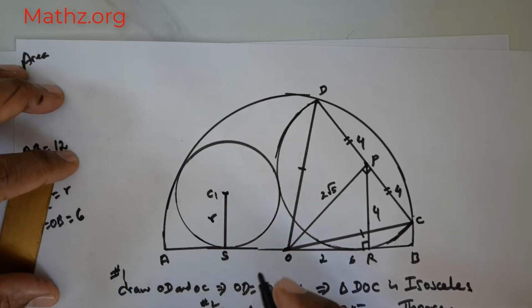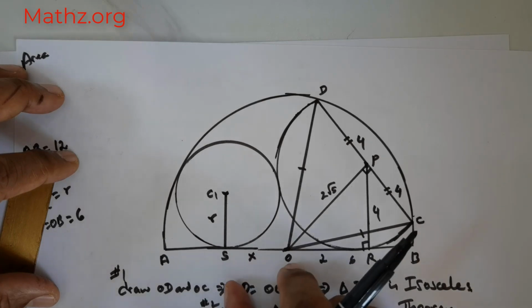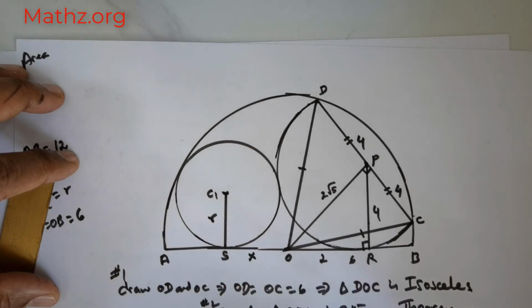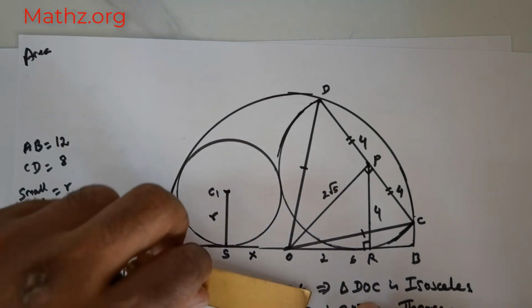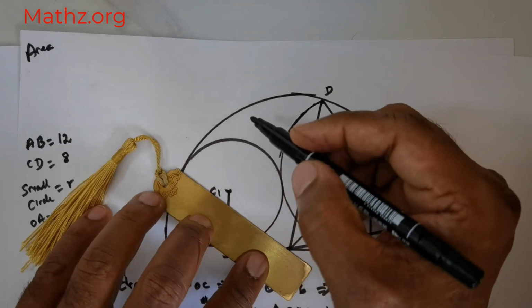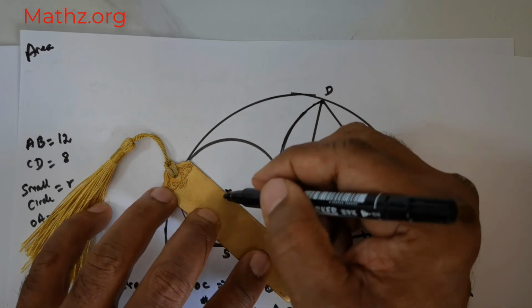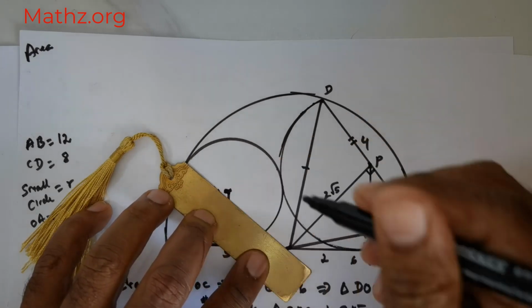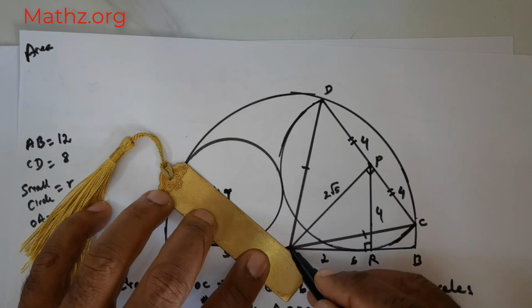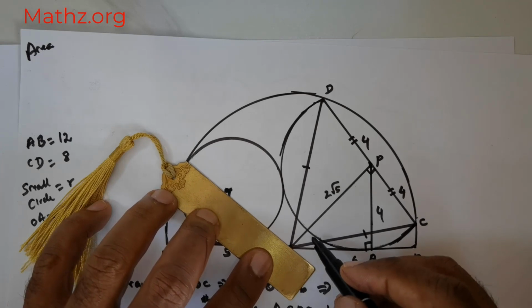I know this distance, so let me take this distance as some x. So this total distance is x plus 2. Now I need this distance. Now you might be asking me why I need this distance. There is a reason for that. Now what I'm going to do is draw a line connecting this center with the center. Okay, I'm going to draw a line connecting the centers.